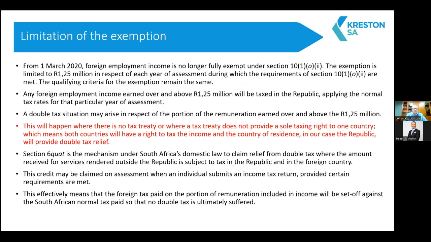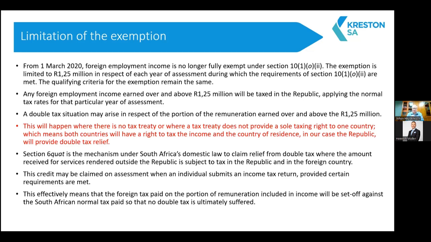All right. Now, from 1 March 2020, foreign employment income is no longer fully exempt under Section 10(1)(o)(ii). The exemption is limited to 1.25 million rand in respect of each year of assessment during which the requirements of Section 10(1)(o)(ii) are met. The qualifying criteria are the same, so it's just the limitation that came in. Any foreign employment income over and above 1.25 million rand will be taxed in the Republic, applying the normal tax rate for the particular year of assessment. That's quite important. A DTA situation may arise. So a double tax situation may arise in respect of the portion of the remuneration earned over the 1.25 million rand. Okay.